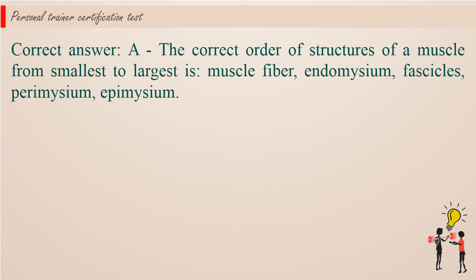Correct answer, A. The correct order of structures of a muscle from smallest to largest is muscle fiber, endomysium, fascicles, perimysium, epimysium.